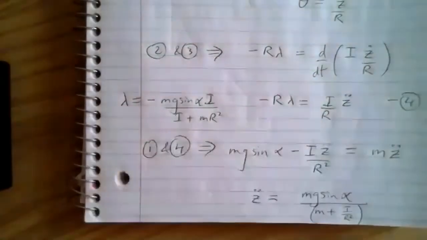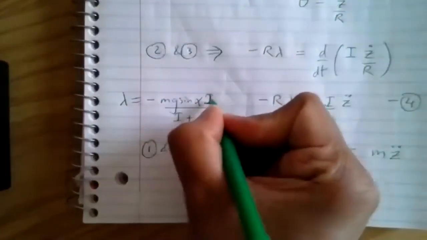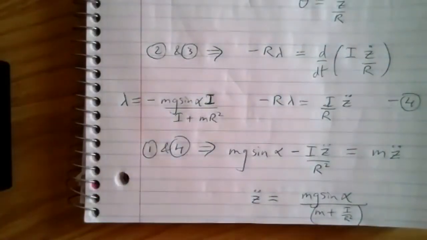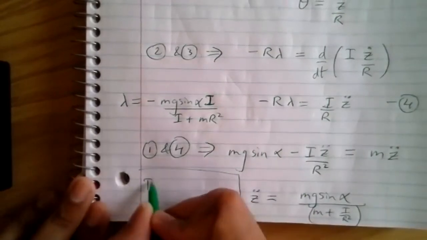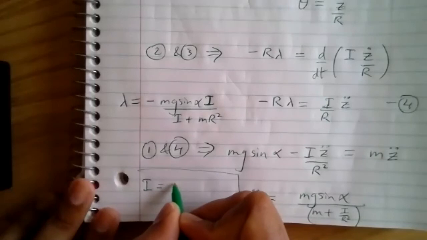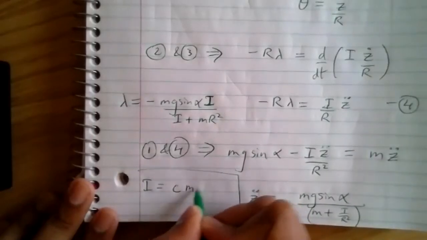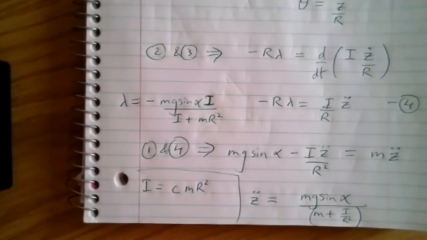Now, right now, this doesn't seem terribly illuminating, but usually for an object with a circular cross-section, we can say something like I is equal to some constant, call it c, times m r squared, right? If it's a hoop, it's just m r squared. If it's a solid disk, it's 1/2 m r squared. If it's a solid sphere, it's 2/5 m r squared. And so on. A hollow sphere is 2/3 m r squared, so on and so forth.